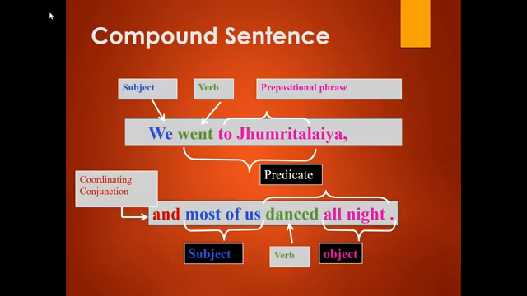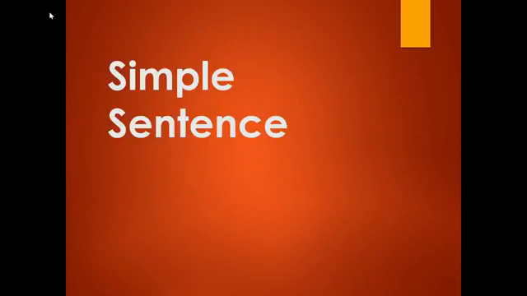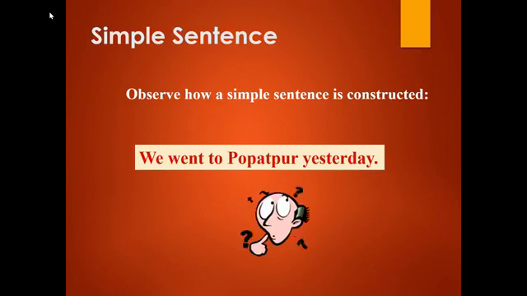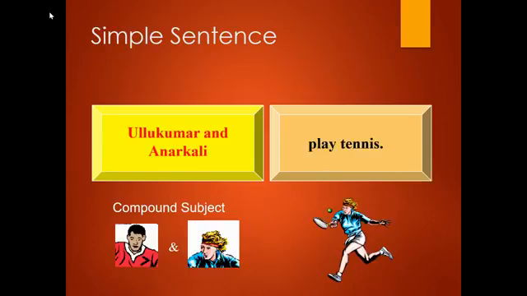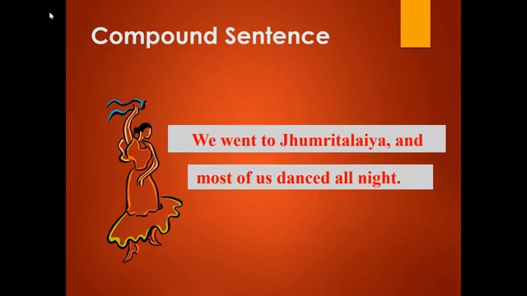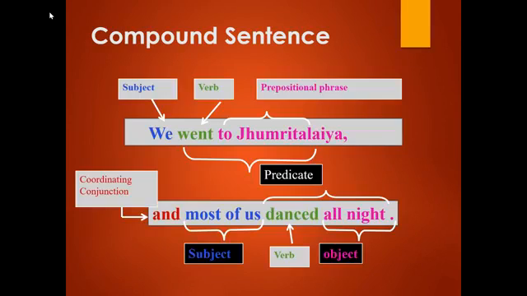See, what did we learn? A simple sentence. A simple sentence is something which has one subject and one predicate. We went to Popatpur yesterday. We, the subject, went to Popatpur yesterday, the object, right? Compound sentence. It has two parts which are independent, right? We went to Jhumri Talaiya and most of us danced all night. The first part, we went to Jhumri Talaiya, independent. Most of us danced all night, independent. They are connected with a linker, right? This is how it works. A coordinating conjunction in most of the cases.